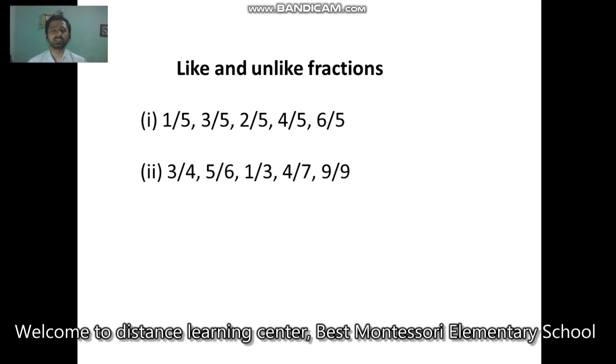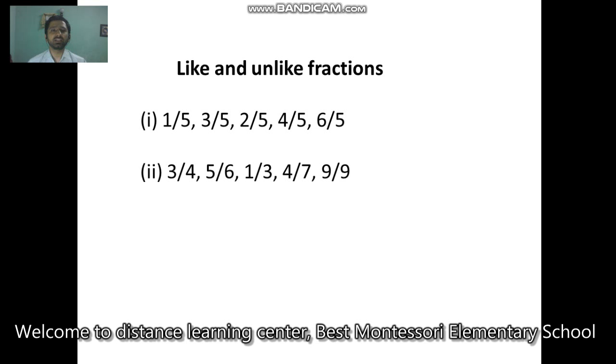Moving on, on the basis of denominator, there are two types of fractions. The first one is like fractions and the second one is unlike fractions. Here we can see the two groups of fractions that I have kept, group first and group second. Group first: 1 by 5, 3 by 5, 2 by 5, 4 by 5, 6 by 5. Group second: 3 by 4, 5 by 6, 1 by 3, 4 by 7 and 9 by 9.